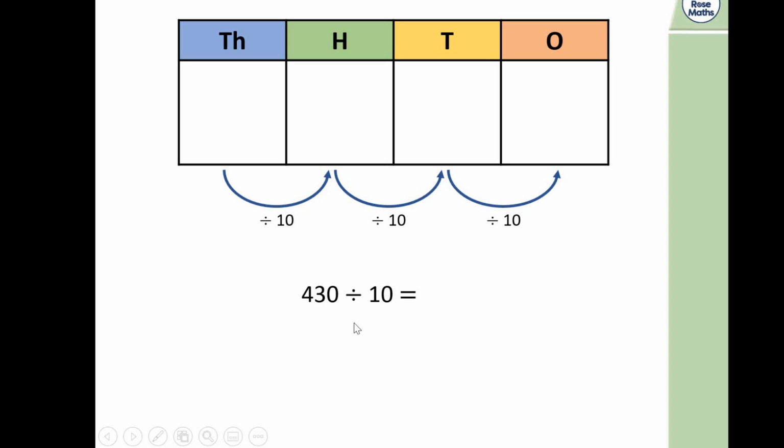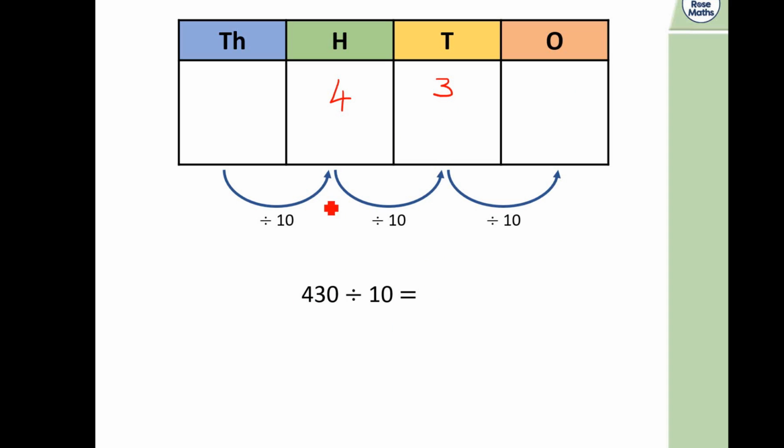So 430 divided by 10. Let's first put the numbers into the chart here. How many hundreds are in 430? 4. And how many tens are in 30? Because we've done the 4. 3. And this we leave blank.